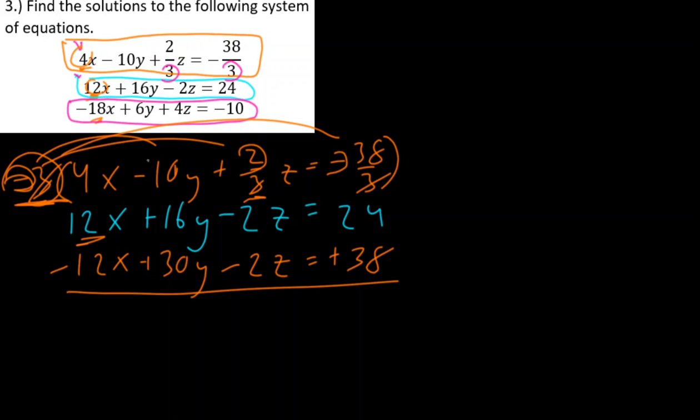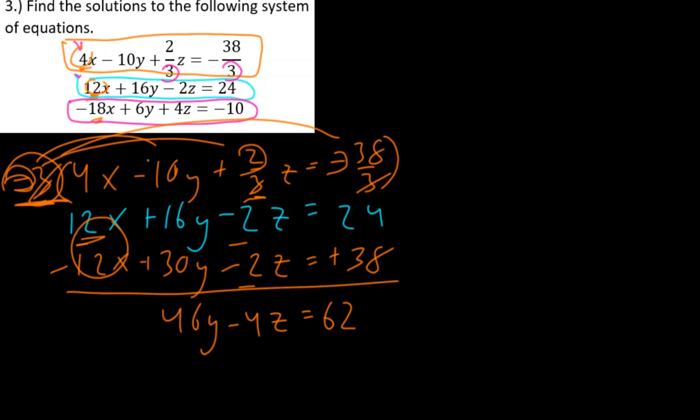And check it out. We can now add straight down. Our 12x minus 12x cancels. We know that 16y plus 30y is 46y. Negative 2z minus 2z is negative 4z, and this is equal to 24 plus 38, which is going to be 62. And check it out, we have our first two-variable equation.